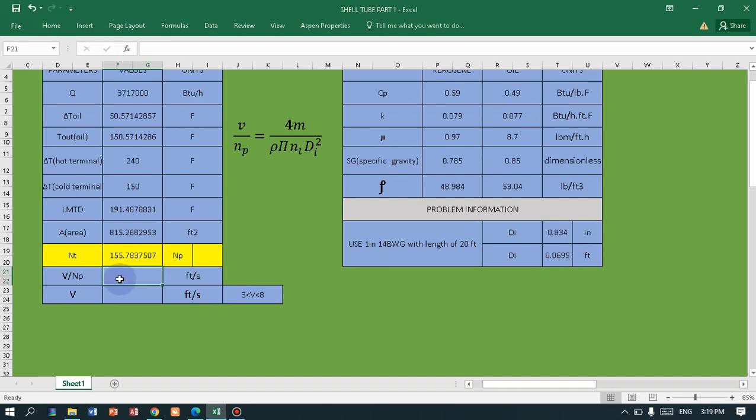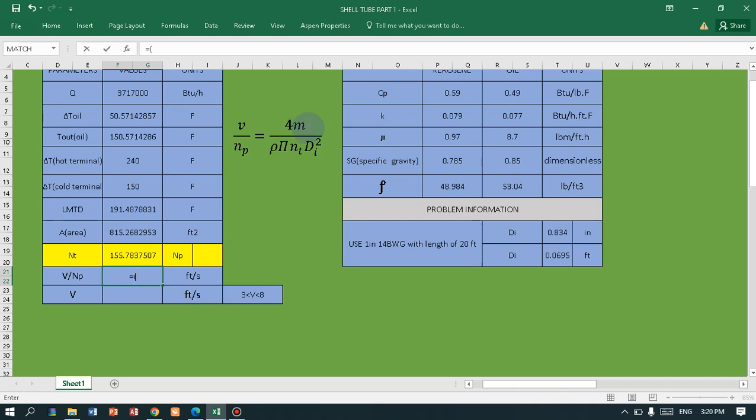In the second part, we are going to calculate velocity per number of passes. By taking, for example, a specific number of passes and multiplying it by this cell, we can calculate velocity. If the velocity is within the range, we select that number of passes as the selected number of passes, and by knowing the number of passes and the number of tubes, we can calculate the internal diameter of the shell side. So let's check that out. How can we calculate it? Just press equal. We have the formula right here.